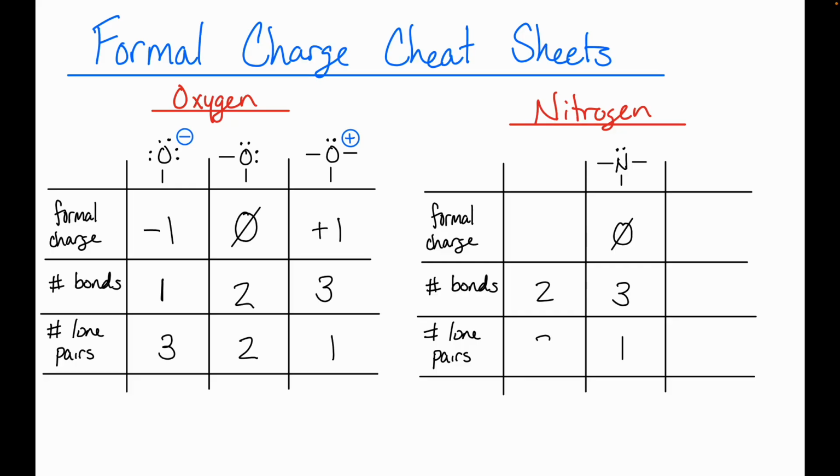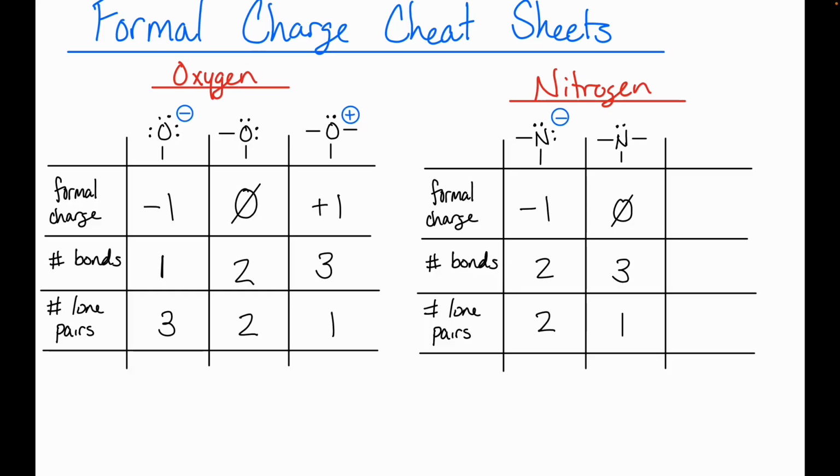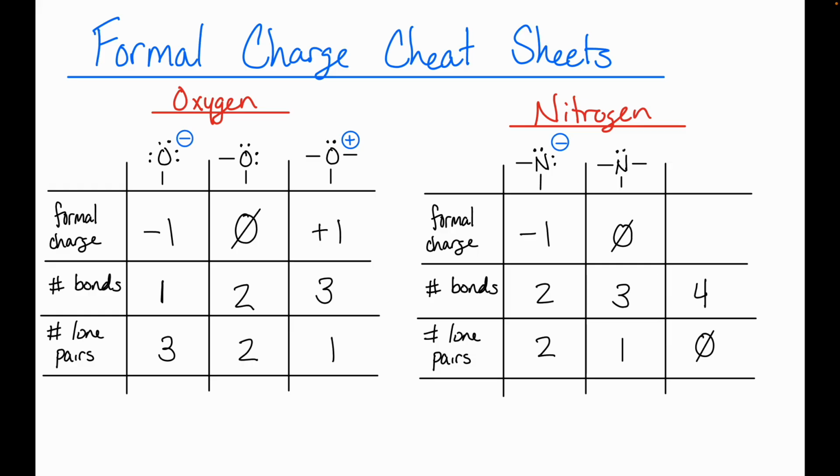If we convert one of those bonds into a lone pair, what's going to happen to our formal charge? It's going to decrease to -1, so nitrogen with 2 bonds and 2 lone pairs. This would be nitrogen with this negative formal charge. And likewise, if I converted one of those lone pairs into a bond, so now all of a sudden I got 4 bonds and 0 lone pairs, this would be nitrogen with a formal charge of +1.